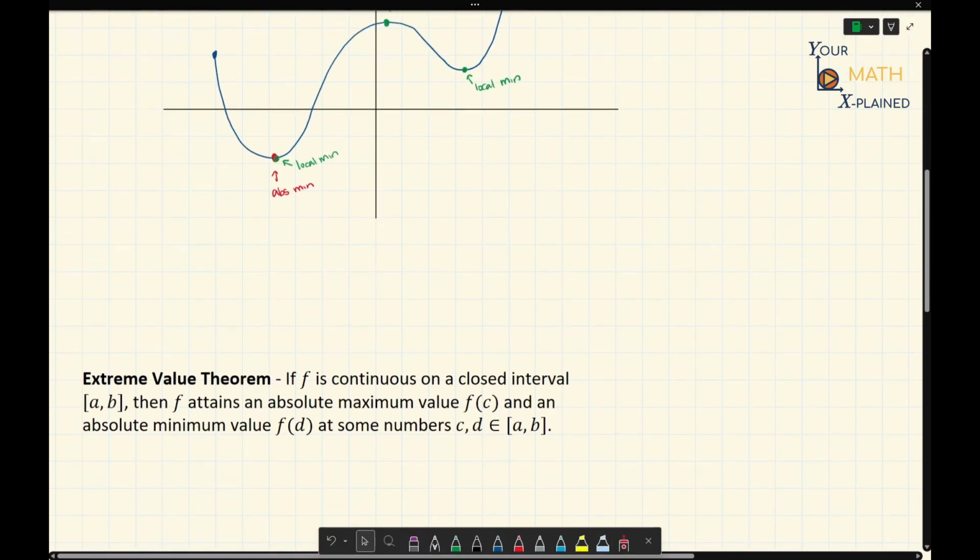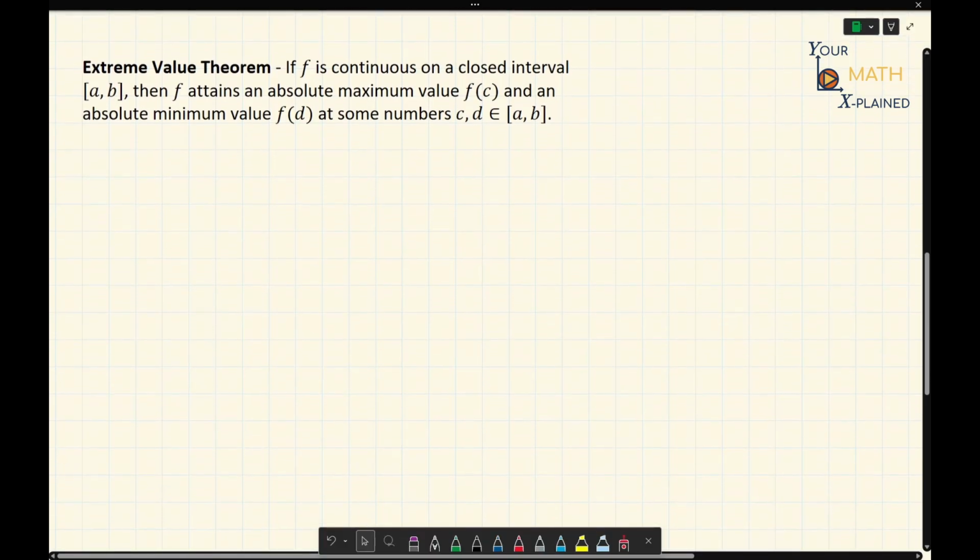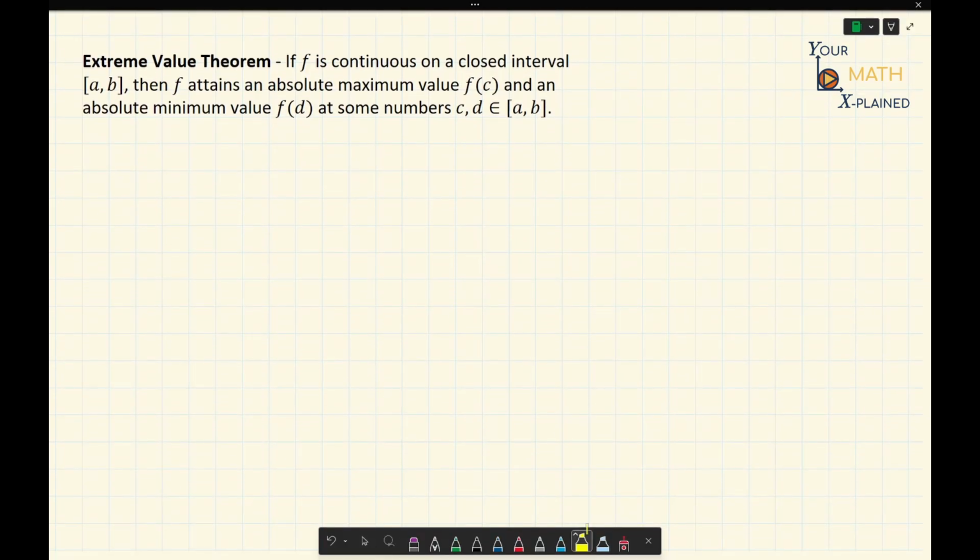Next, we're going to take a look at a theorem called the Extreme Value Theorem. The Extreme Value Theorem says that if f is continuous on the closed interval [a, b], then f attains an absolute maximum value, f of c, and an absolute minimum value, f of d, at some numbers, c and d, that are within the closed interval [a, b].